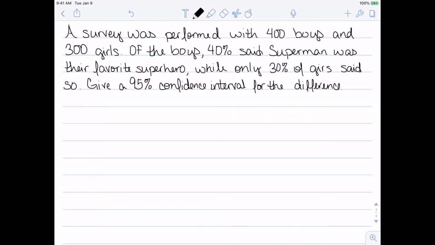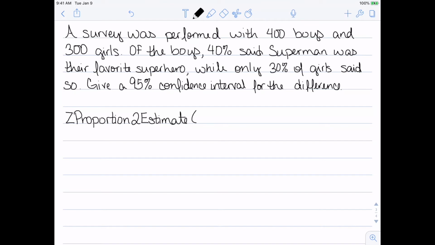A survey was performed with 400 boys and 300 girls. Of the boys, 40% said Superman was their favorite superhero, while only 30% of the girls said that. Give a 95% confidence interval for the difference. Since we're dealing with proportions here, we know we need to use the z proportion 2 estimate.